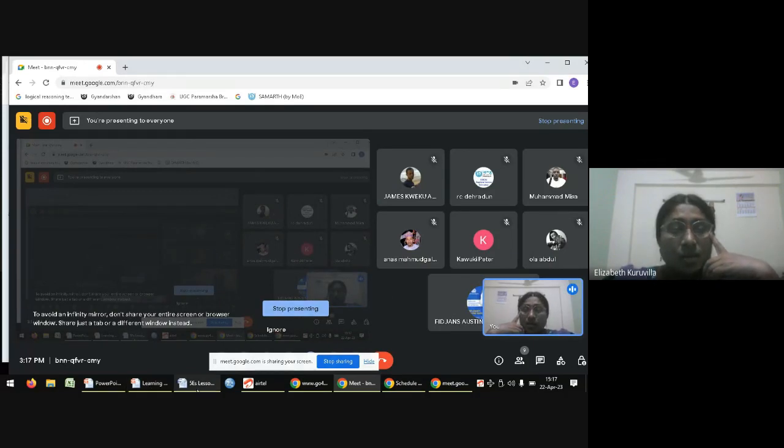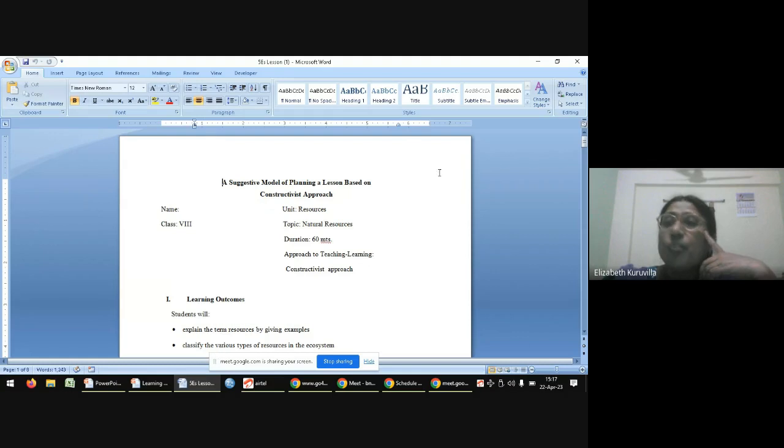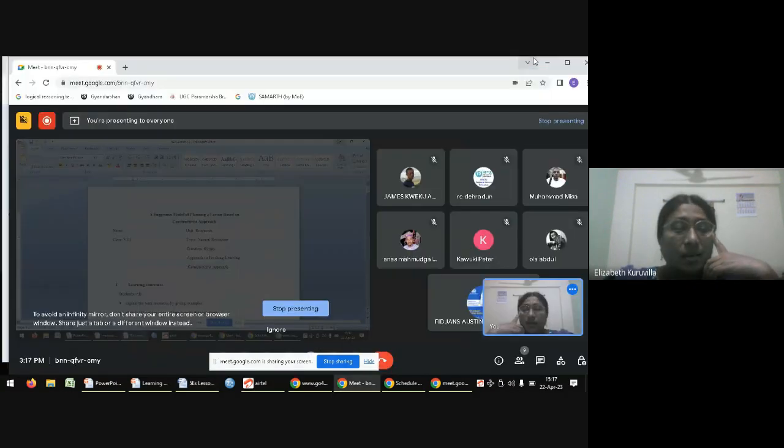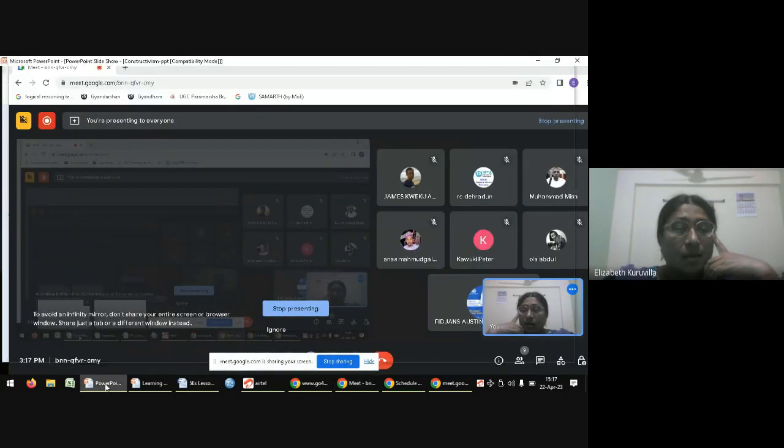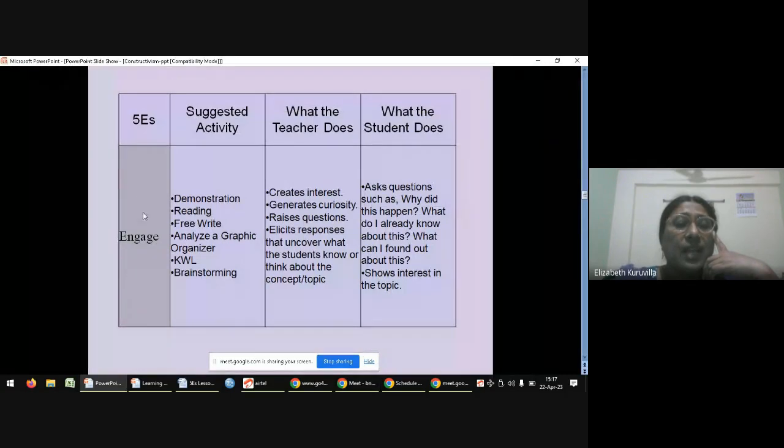So here we can see that the first E is the engage part. We are going to discuss the three columns: suggested activity, what the teacher does, what the student does. Suggested activity: demonstration, reading, free write, analyze a graphic organizer, KWL, brainstorming.